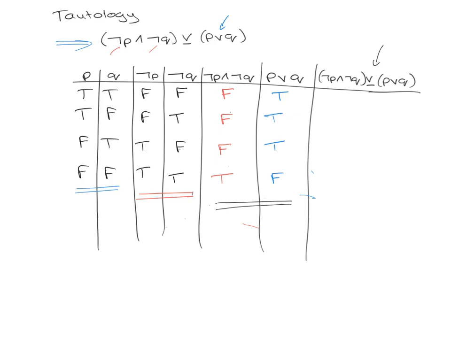So first row, the second bracket is true. First one's false. Second row, same again. Third row, same again. The first bracket is false, but the second bracket is true. And in the fourth row, the first bracket is true, but the second bracket is false. So that is also true. So because this is all true, it's now a tautology.